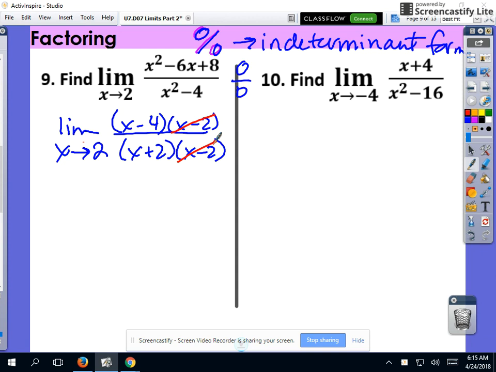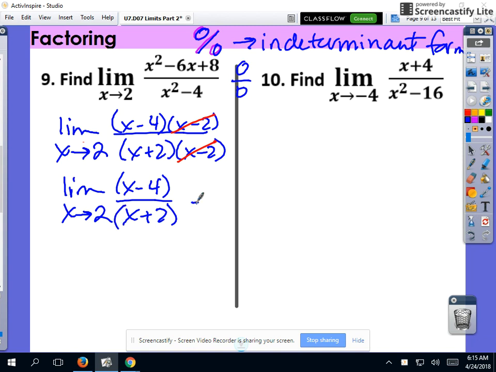And when we talked about rational functions way back, that is actually a hole. So holes have weird properties. They end up looking like this. So if we took this, we can actually plug in 2. So what would that be on the top? 2 minus 4 is negative 2. 2 plus 2 is 4. So you get negative 1/2.